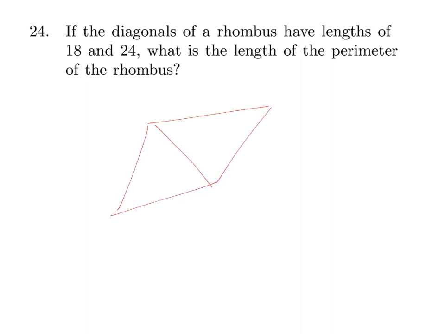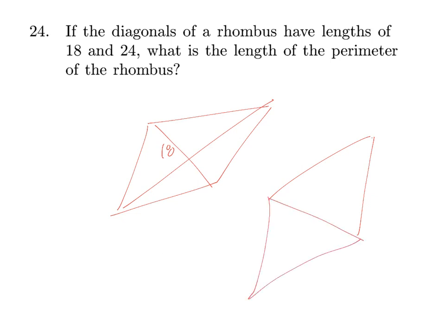All right, if the diagonals of a rhombus have lengths of 18 and 24, I have a rhombus. This diagonal length is 18. This diagonal length is 24. Let me actually redraw this diagram. If one diagonal length is 18, I know that diagonals bisect, so I'll call each of these 9, and for the other one I'll call each part 12. All right, that's better.